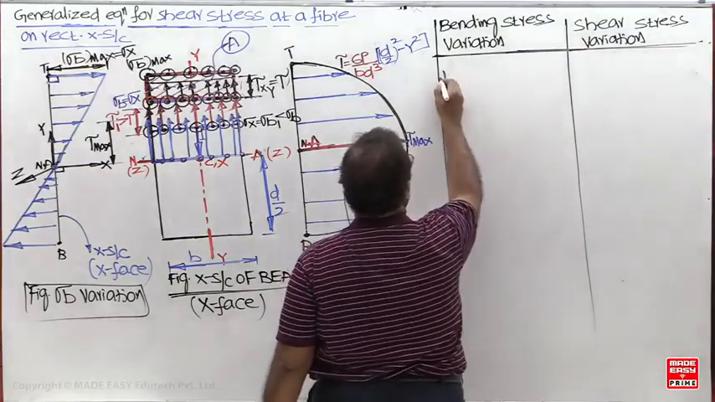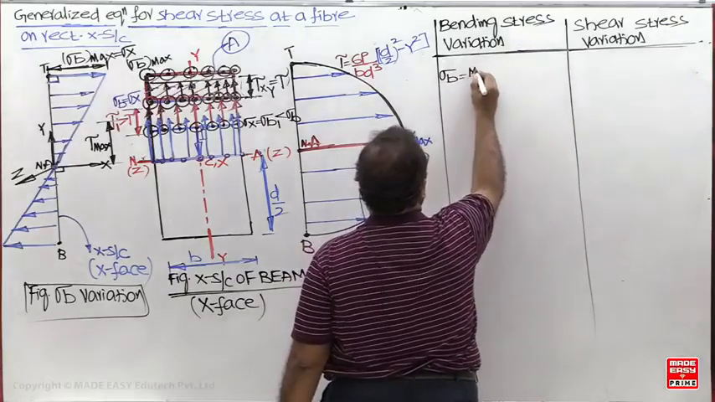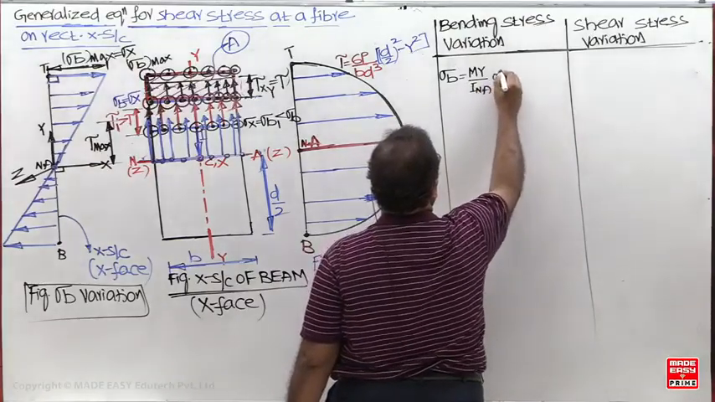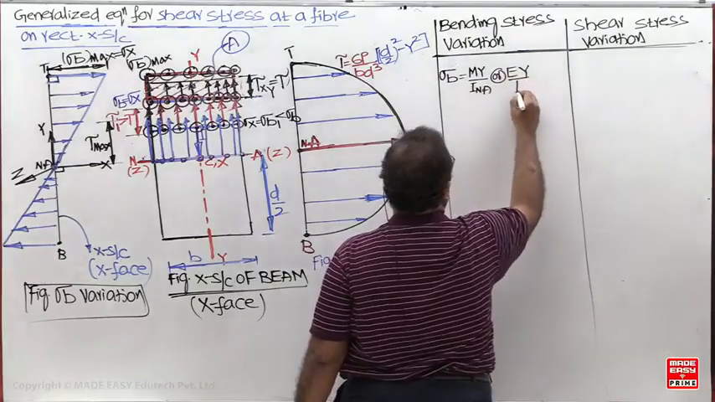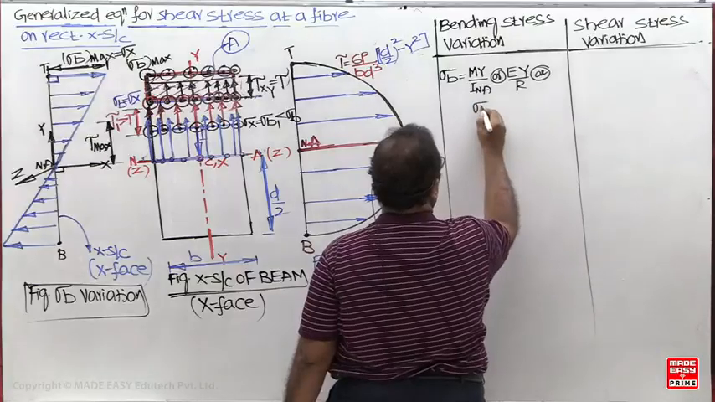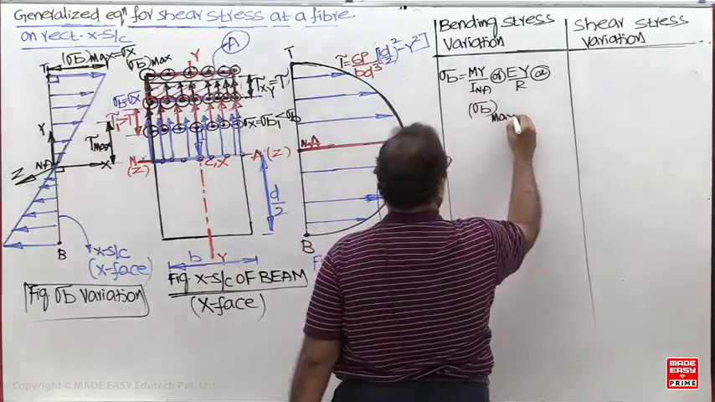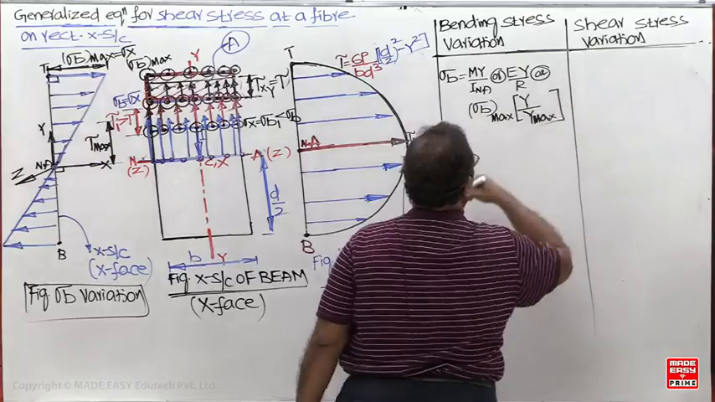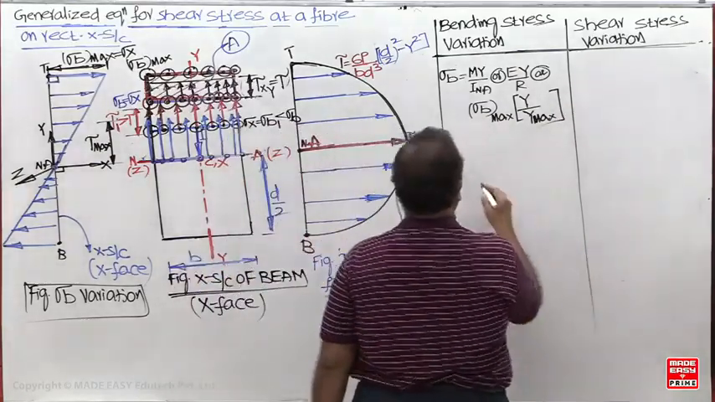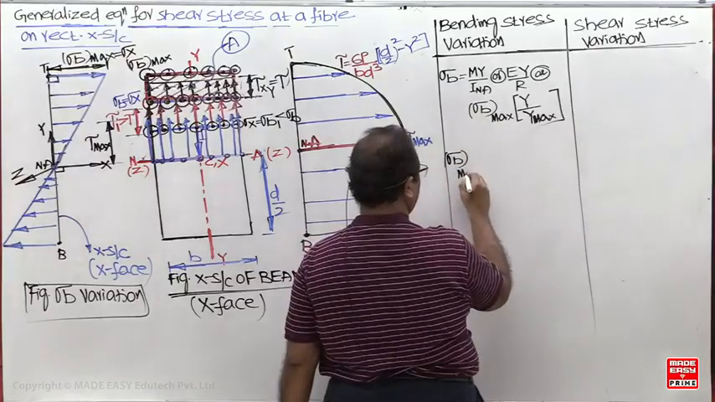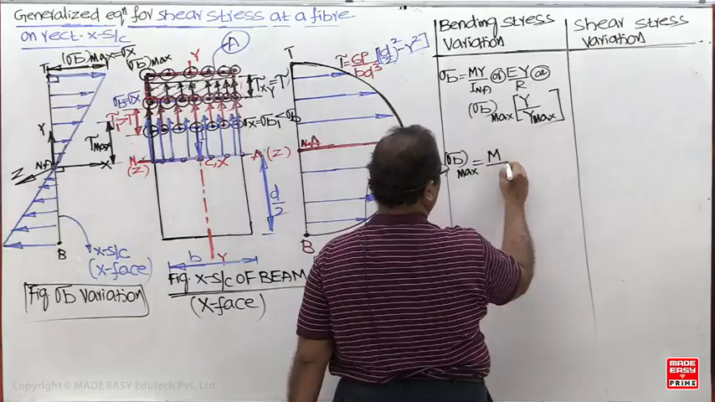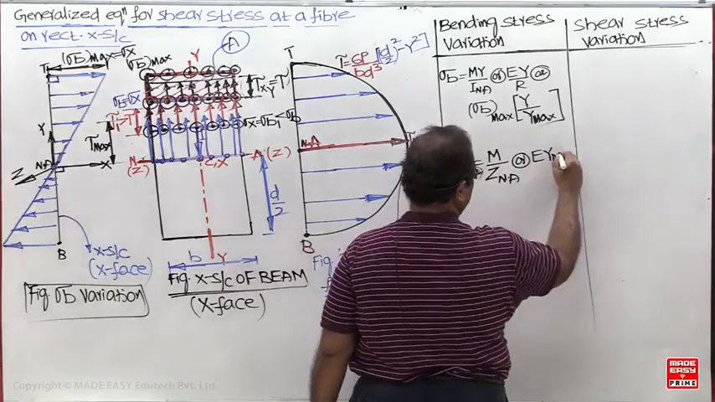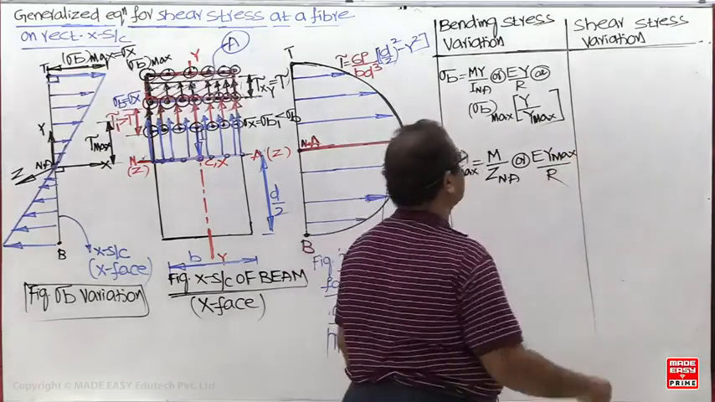Next, write down the equations now. What is the bending stress in a fiber? Sigma b max into y by y max. And what is the sigma b max equation? M by Z, or E y max upon R. And what is the shear stress equation now?